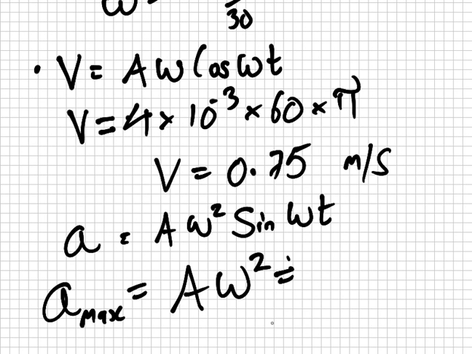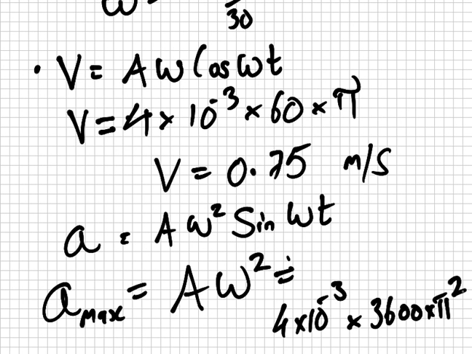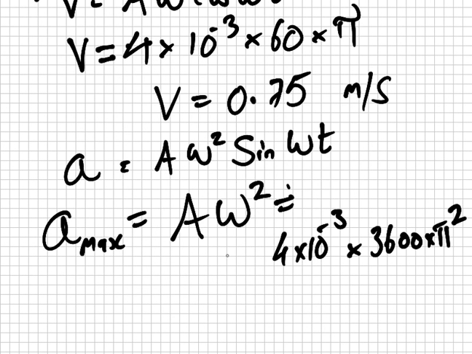So again, type in the numbers. 4 times 10 to the minus 3 times 3,600 times pi squared. 1.4 times 10 to the 4 meters per second squared. Did you get the same answer? Yeah.